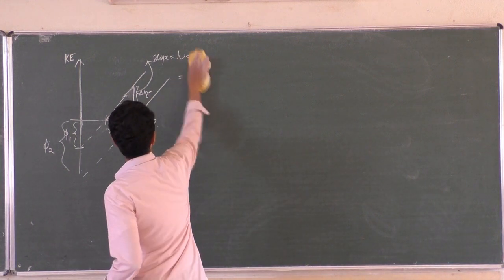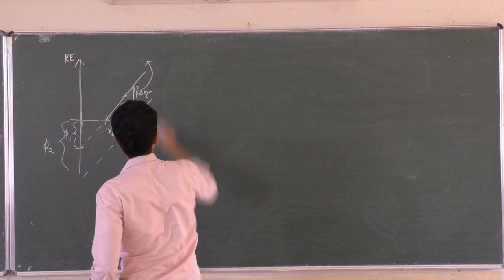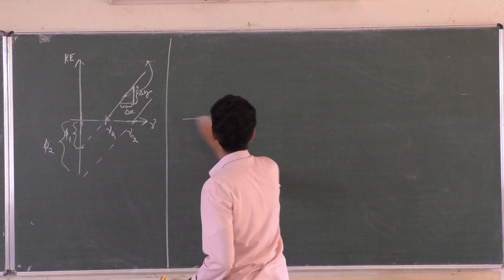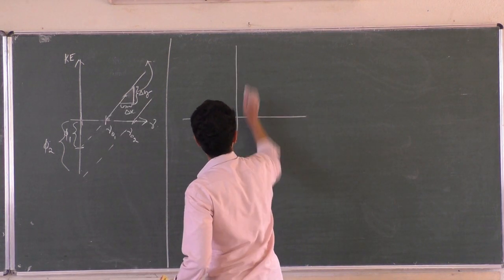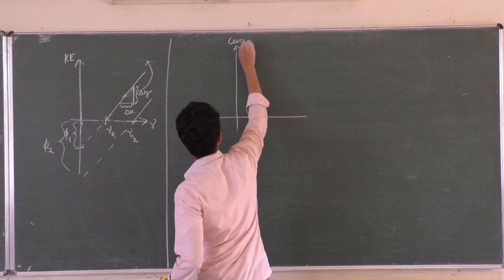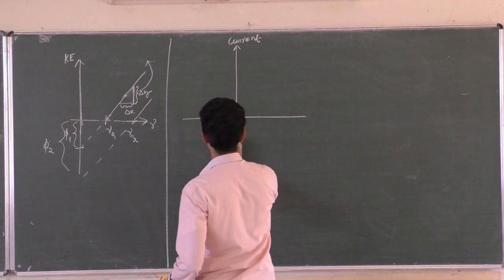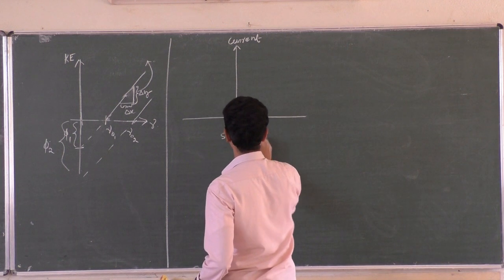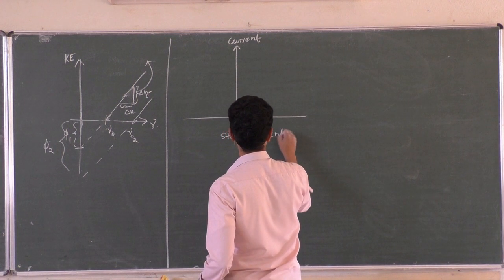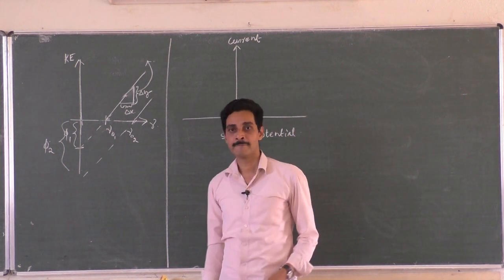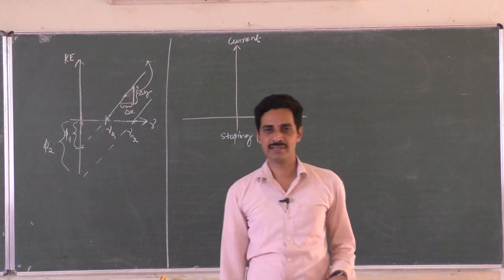Okay. Now, very important graphs here. Photoelectric current versus stopping potential for different frequencies, different intensities, different intensity of incident light.